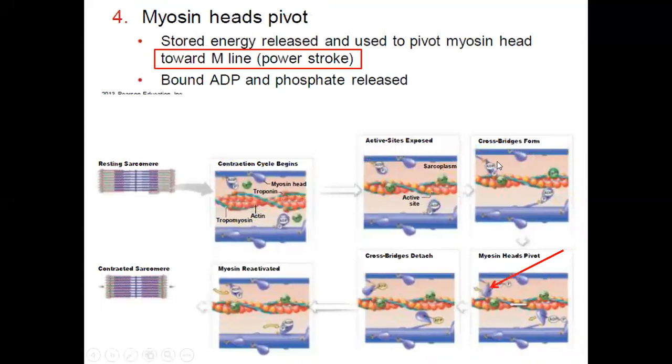And then once the cross bridge is formed, the myosin head goes from this kind of energized, cocked back position away from the M line. So if the M line is over here on the left-hand side of the slide, the myosin head swivels from where it was energized this direction, and it swivels this way and pulls. You can see the arrow here, it pulls on the thin filament and basically pulls the thin filament that's anchored to the Z line towards the M line.